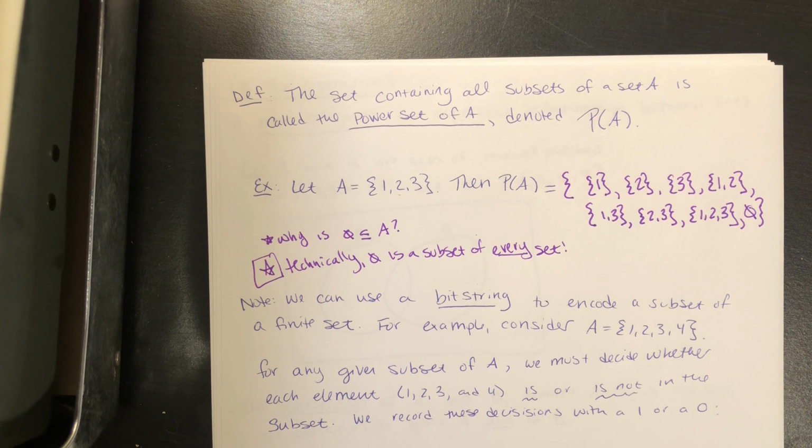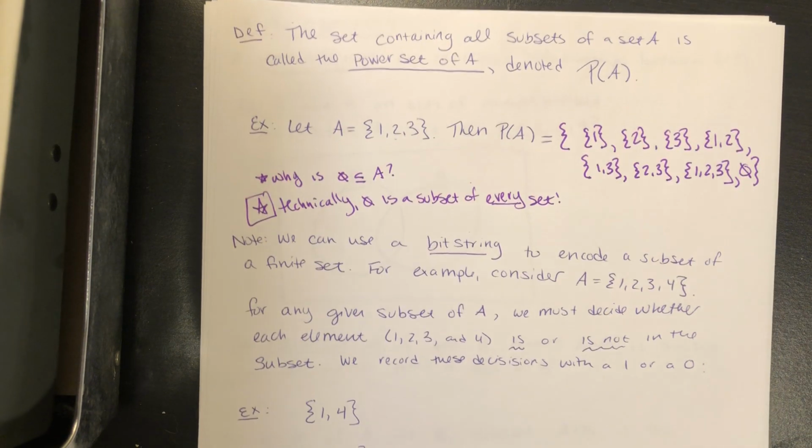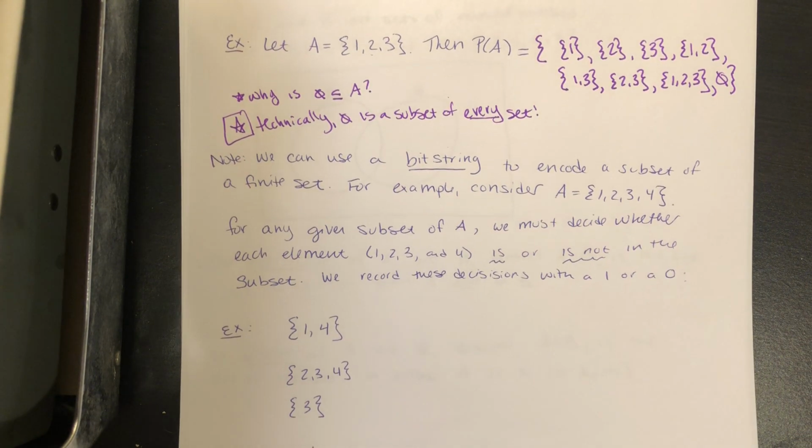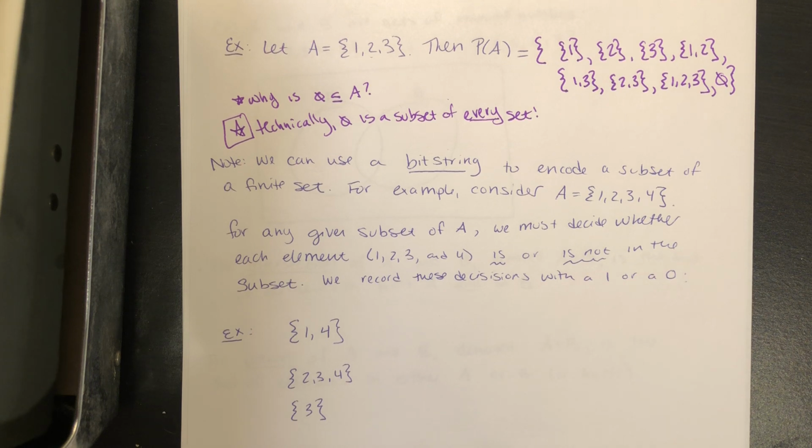All right, now, it's useful sometimes when we're talking about all the subsets of a particular set to have some kind of a shorthand because we don't like having to draw out all these curly brackets, right? This is sort of annoying to do. And so conveniently, we can use a bit string or a binary string of zeros and ones to encode a subset of a finite set.